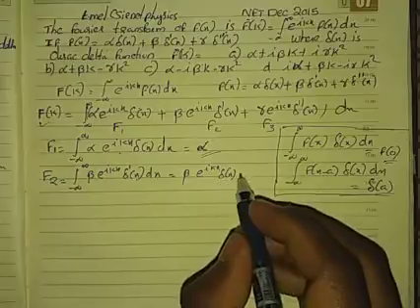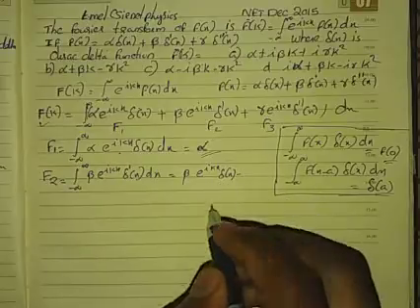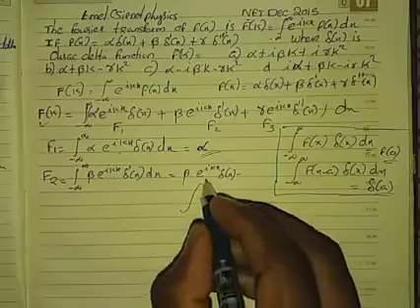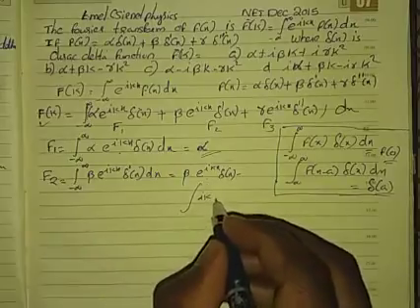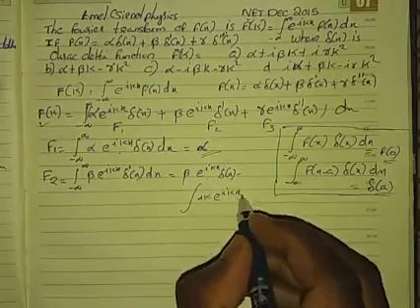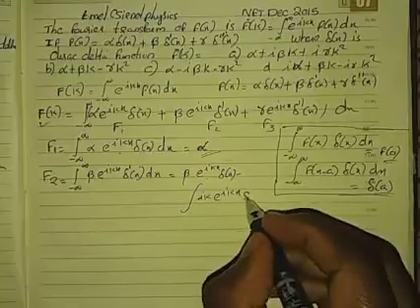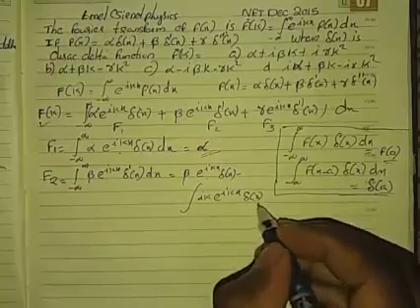delta of x, minus the integral of the derivative of the first, which gives you i k into e raised to i k x, times the integral of the second, which is delta of x dx.